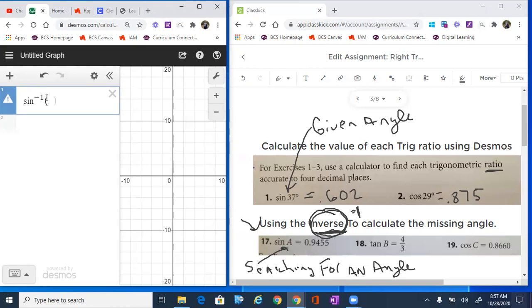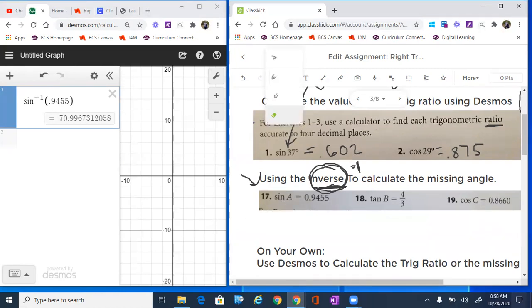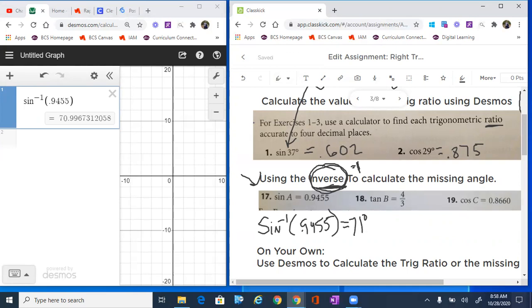I need to press over and open up my parentheses, and what I'm going to do is put in the decimal, 0.9455. Essentially, when we do these problems here, we are going to be switching the statement just a little bit to make it easier for the calculator to make that distinction between the two types of problems. I'm going to write sine inverse of 0.9455. That comes out to be 71 degrees.